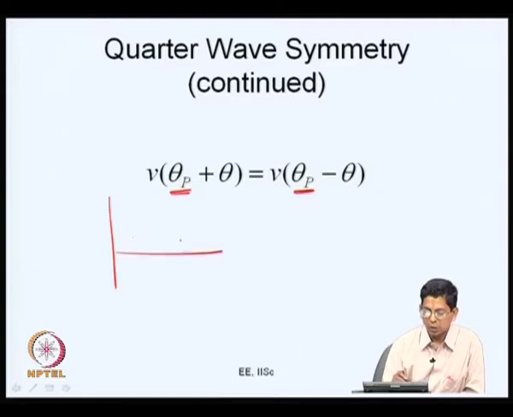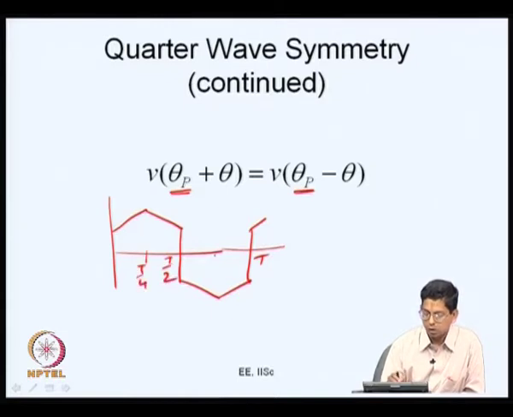Let me just construct one other waveform here. Let us say a waveform like this. This is T, this is T by 2 and this is T by 4, and these values are, let us say, V1, V2, and these are the same values with the negative sign, minus V1 and minus V2. So, this has half wave symmetry and also has quarter wave symmetry.